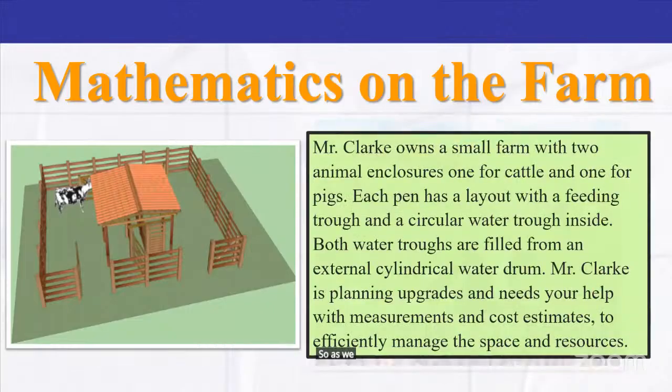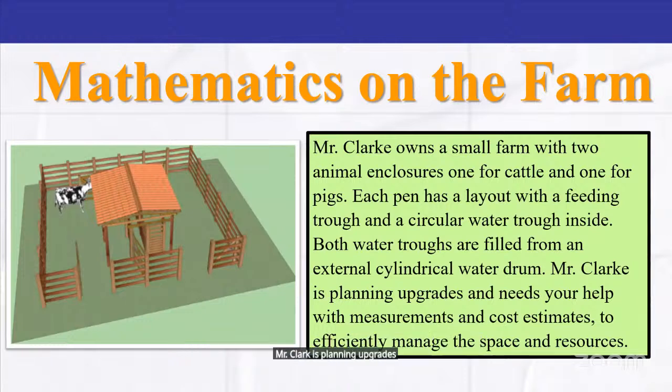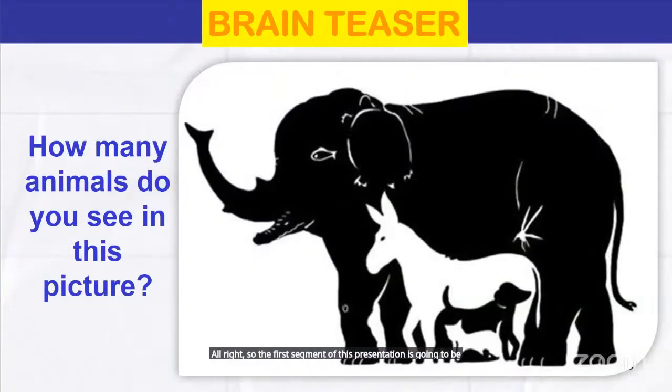So as we get right into it, on the farm, Mr. Clark owns a small farm, right, with 2 animal enclosures, one for cattle and one for pigs. Each pen has a layout with a feeding trough and a circular water trough inside. Both water troughs are filled from an external cylindrical water drum. Mr. Clark is planning upgrades and needs your help with measurements and cost estimates to efficiently manage the space and resources on his farm.